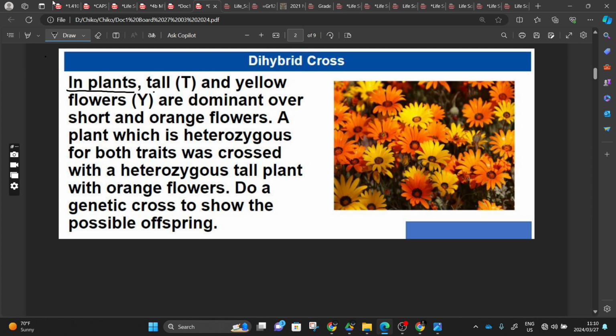But in plants, right? A tall, capital letter T, and a yellow, capital letter Y, are dominant over the short and orange. Ne? Then it means that the orange will be small letter y. And then flowers. A plant which is heterozygous for both traits was crossed with a heterozygous tall plant with orange flowers. Do a genetic cross to show the possible offspring.